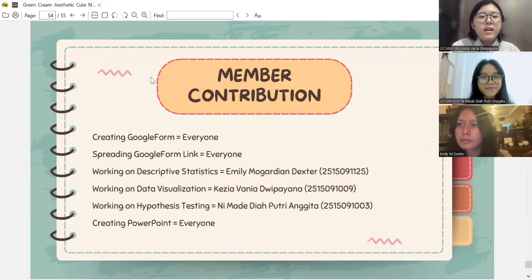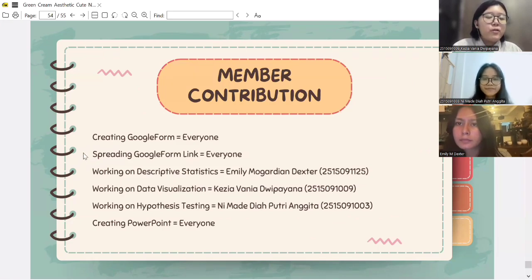Now, here are the member contribution details. The ones who created the Google Form are everyone in this group, and the ones who spread the Google Form link are also everyone in this group. The one who worked on the descriptive statistics is Emily. The one who worked on data visualization is me. The one who worked on hypothesis testing is Angita. And the ones who created this PowerPoint are everyone in this group.